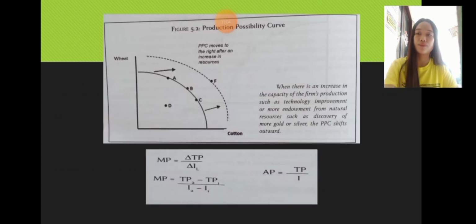So, makita natin sa figure 5.2 production possibility curve. When there is an increase in the capacity of the firm's production, such as technology improvement or more endowment from natural resources, such as discovery of more gold or services, the PPC shifts outward.